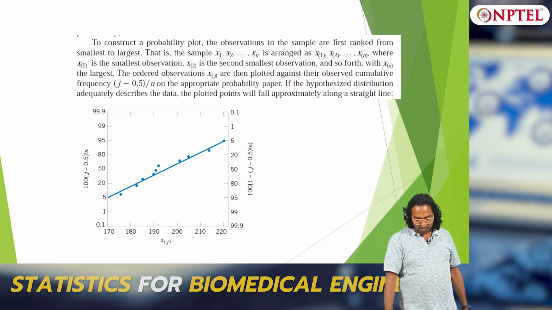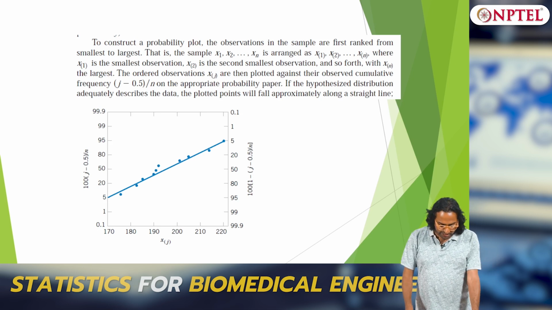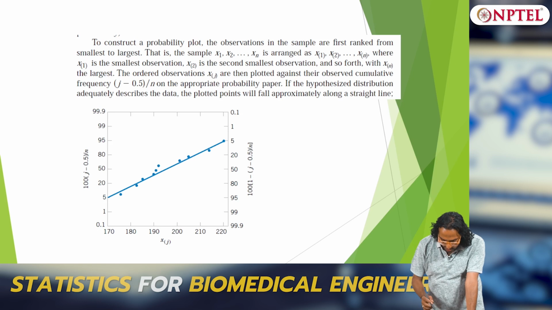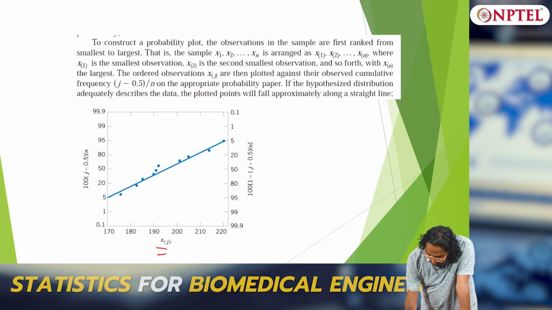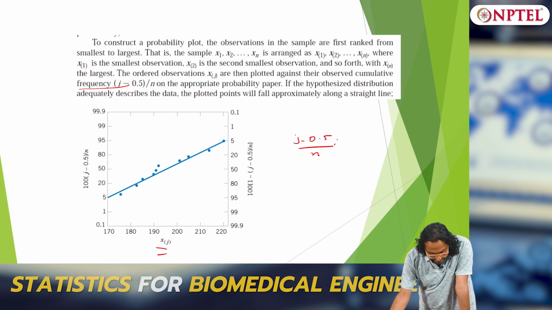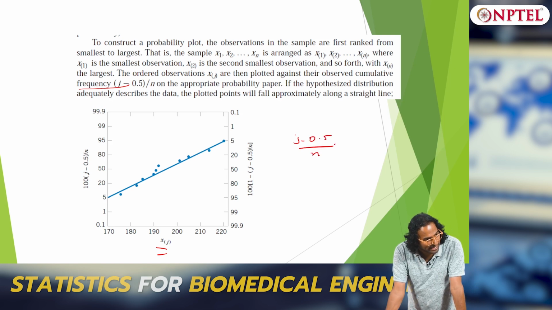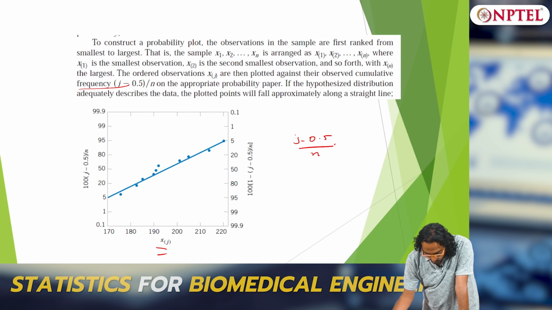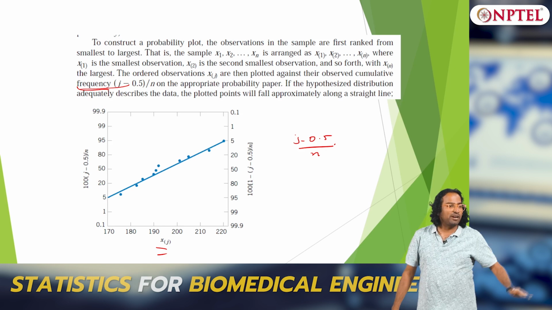Okay. So the ordered observations xj are plotted against their observed cumulative frequency, (j minus 0.5) divided by n. You know what j is? j is 1, 2, 3, 4, 5 etc. And (j minus 0.5) by n is nothing but my cumulative frequency. How it keeps on increasing, right?